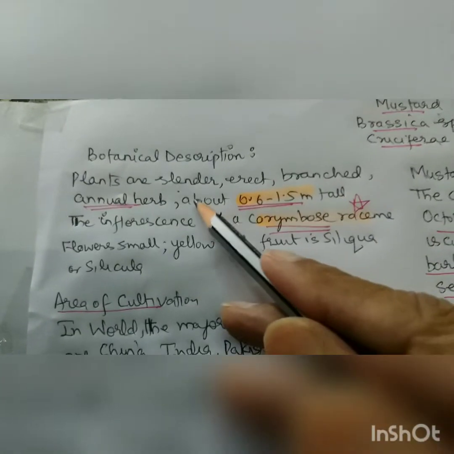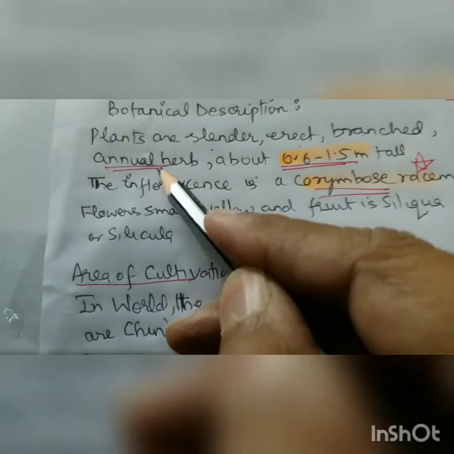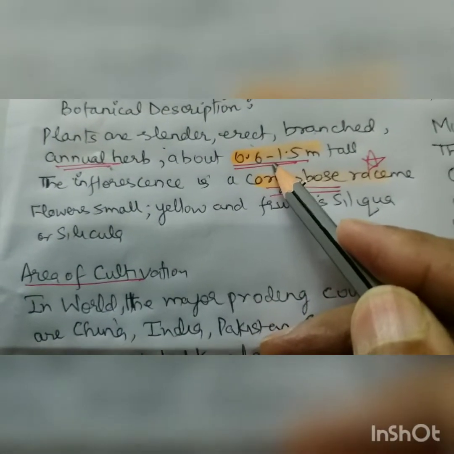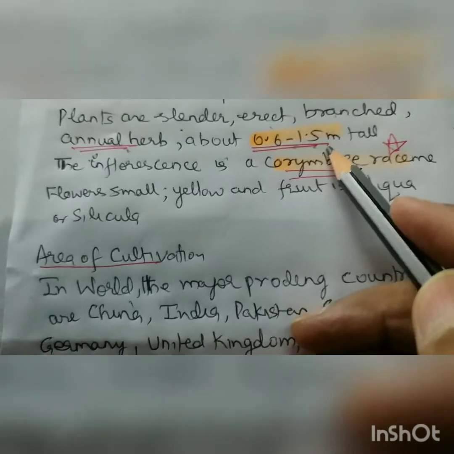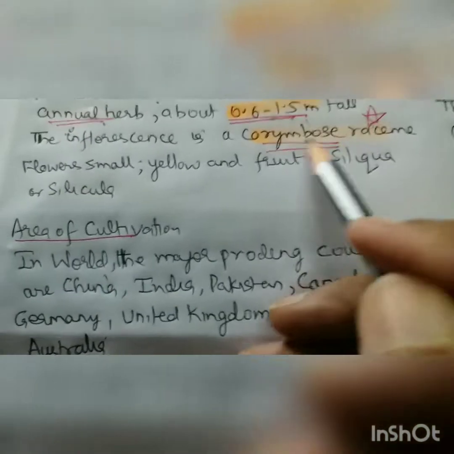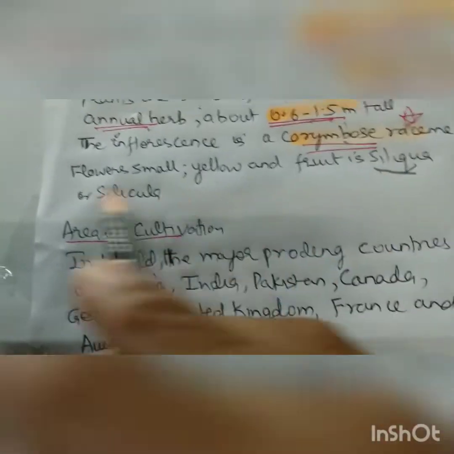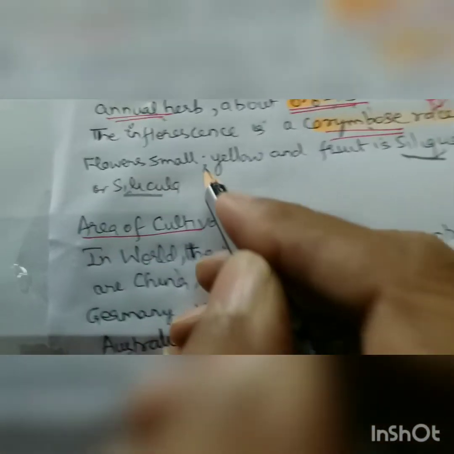Botanical description: the plants are cylindrical, erect, branched, annual, with a height of about 0.6 to 1.5 meters. Inflorescence is very important: corymbose raceme, because it is a Brassicaceae plant, and the flowers are small and yellow. The fruit is very important, this question will come: siliqua and silicula.